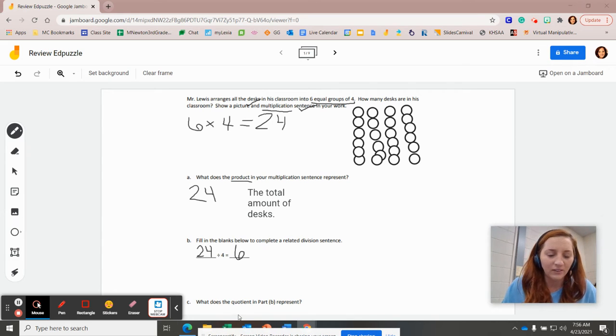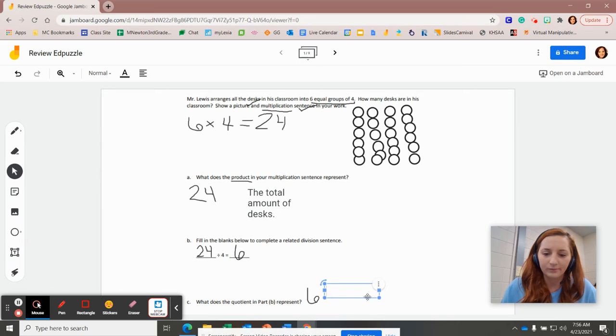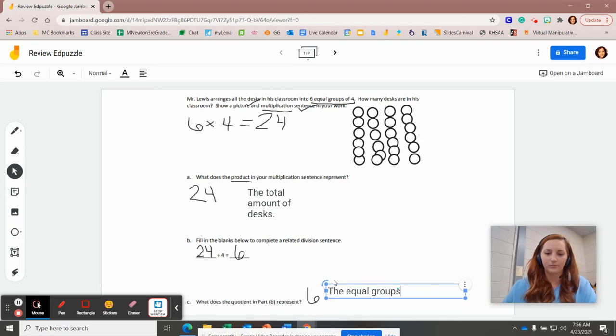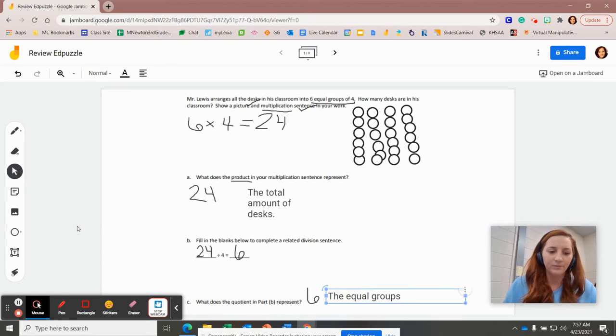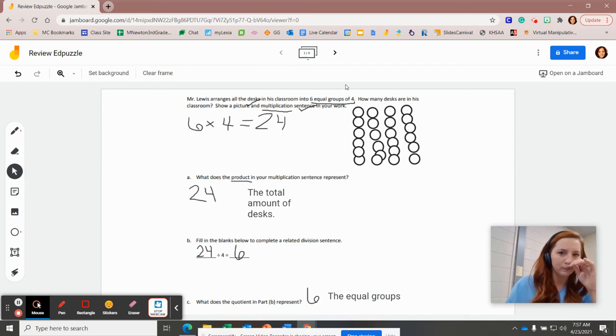Speaking of quotient, part C says, what does the quotient in part B represent? Well, we know our quotient is 6, and 6 represents what? The equal groups. It says I have 6 equal groups. Okay, and that is our review for Module 1. So go ahead and erase your boards. Moving on to Module 2.